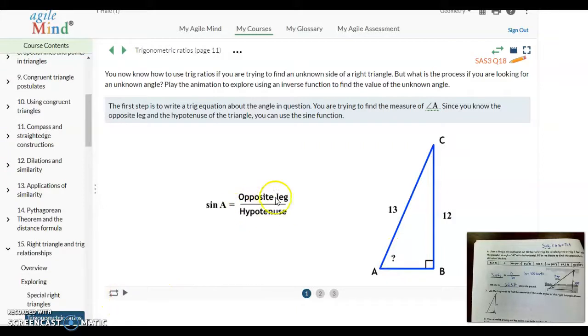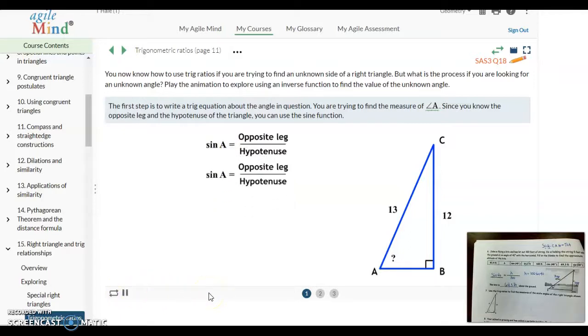And so they have already determined that we're going to be using sine. The way they determined that is in respect to the angle we want to know, which is angle A, the sides that we know are the opposite to angle A and the hypotenuse of the triangle. Opposite and hypotenuse tells me I need to use sine as my trig function. So when I replace with the information that I know, I'm replacing the opposite with 12 and the hypotenuse with 13. So my variable is the A. That's what I'm trying to find out. What is the measure of angle A?